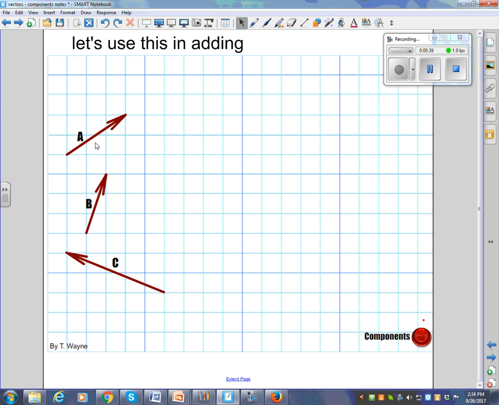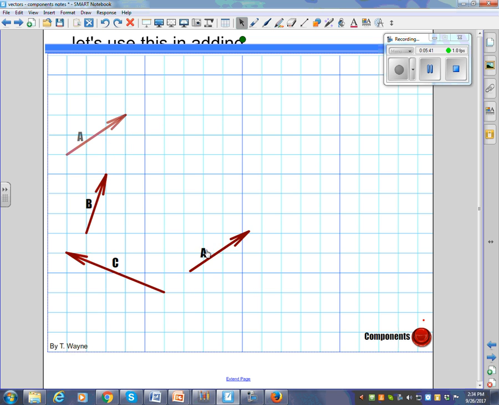So we're going to take A. Where shall I add it from? Let's go from right here. So there's vector A, and there's vector B, and there's vector C. Now, if I show the components of A, B, and C, the resultant is where? From there to there, right?